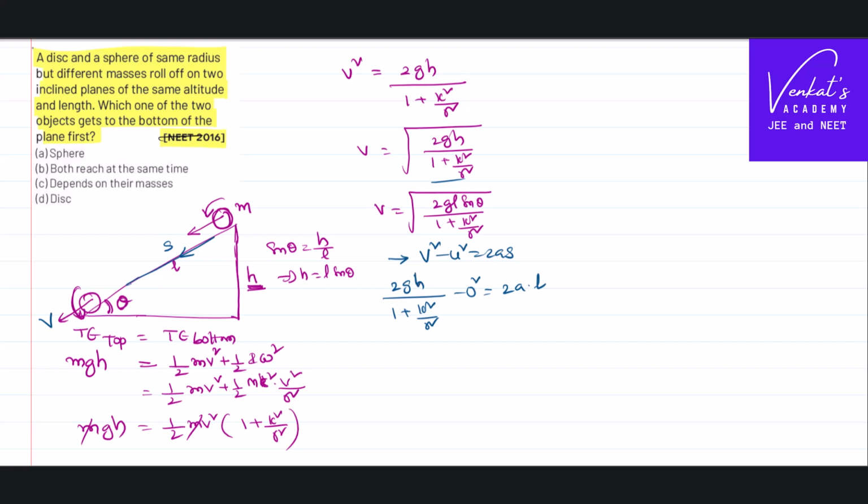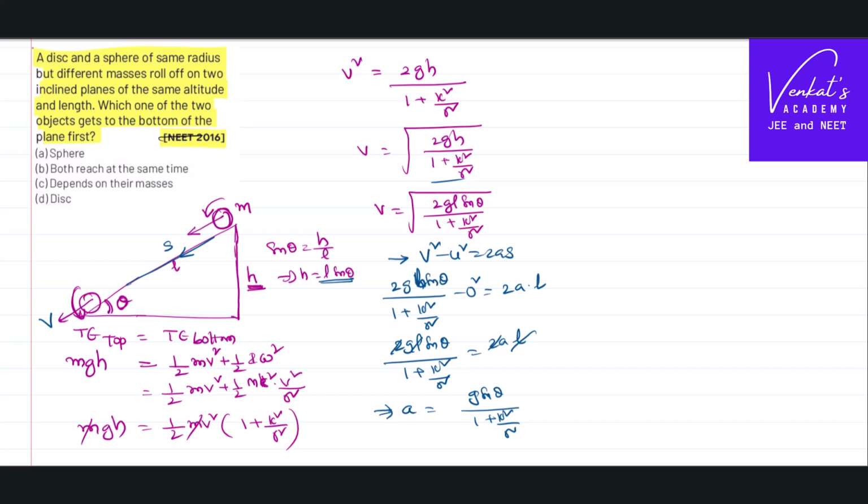So I will convert this h also into L sine theta. So in the place of h, I will write L sine theta. So 2gL sine theta by 1 plus k square by r square equal to 2aL. 2 and 2 can be cancelled, L and L can be cancelled. Thus, acceleration of the body sliding down the inclined plane is g sine theta by 1 plus k square by r square.